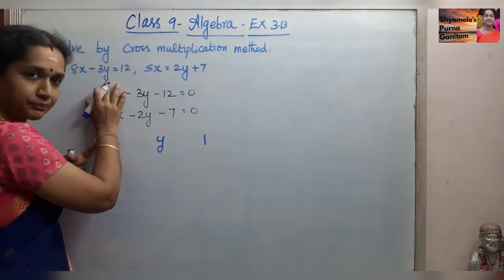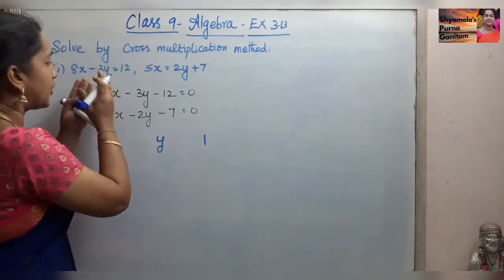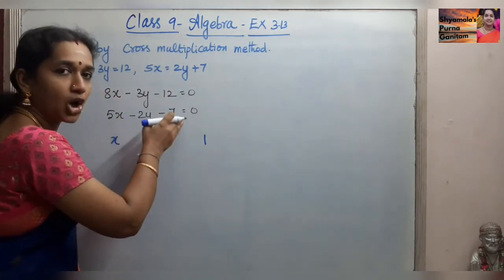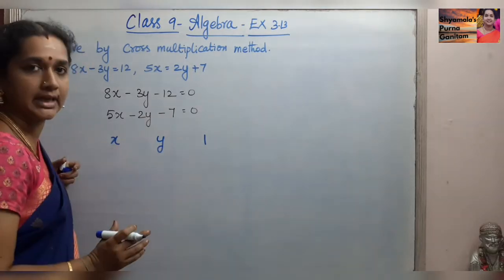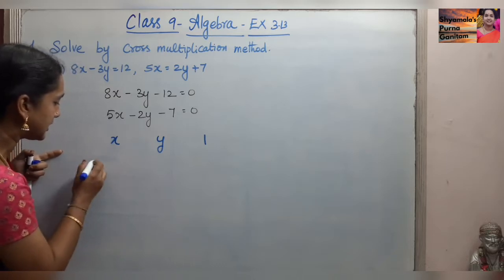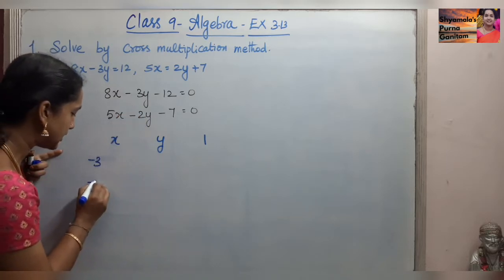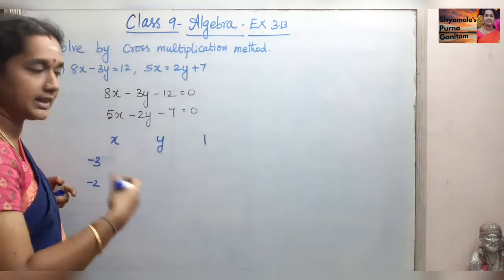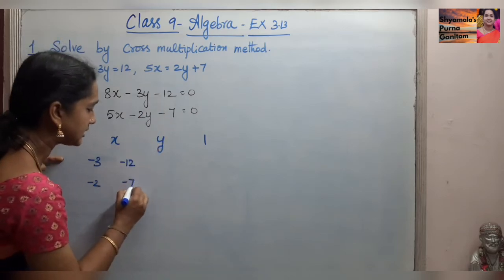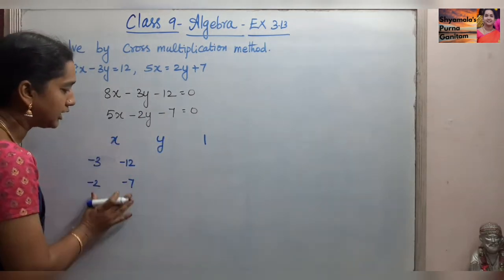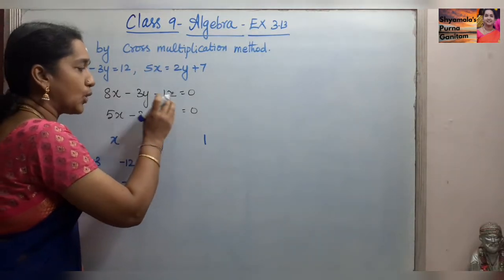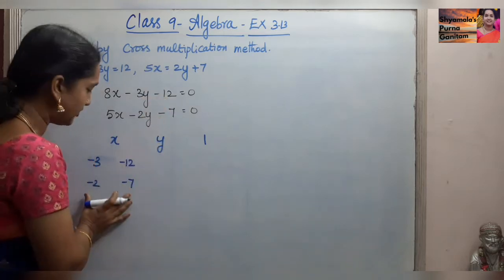So for x, the first term, the remaining two terms, that is the coefficient of y and the constant term, we will write below this x. What is the coefficient of y? Minus 3 and minus 2. Then the constant term is minus 12 and minus 7. So this we will write below x.